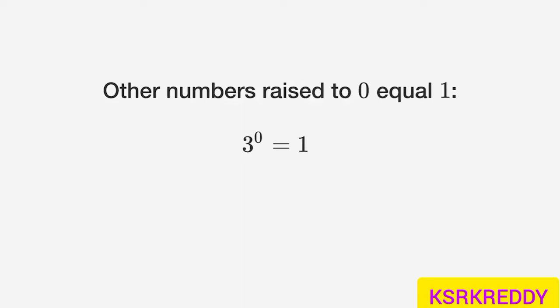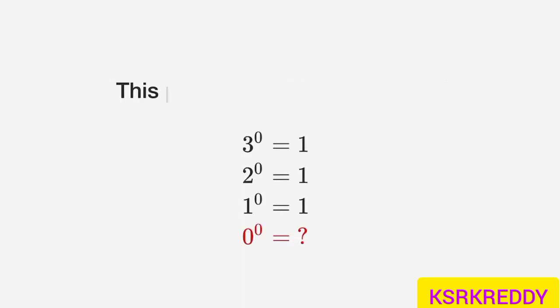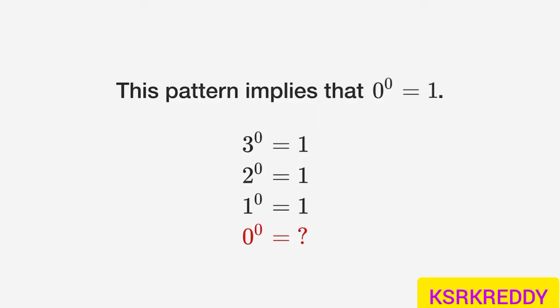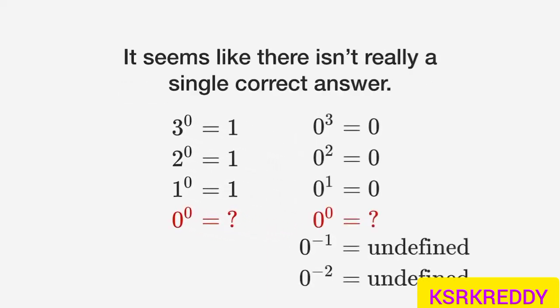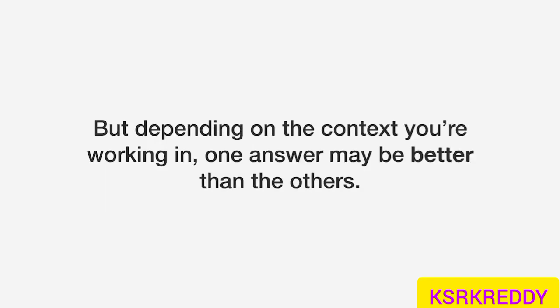Let's attack this from a different angle. Other numbers raised to 0 equal 1. This pattern implies that 0 raised to 0 should also be 1. So it seems like there isn't really a single correct answer. Which is true. But depending on the context you're working in, one answer may be better than the others.